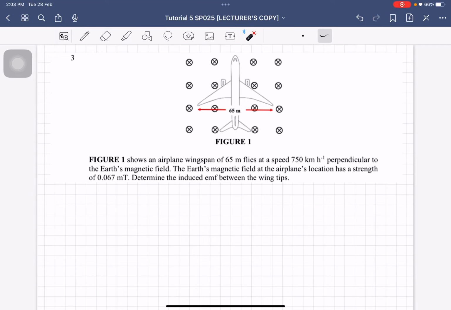Question number 3, we have an airplane with a wingspan of 65 meters flying at a speed of 750 km per hour perpendicular to the Earth's magnetic field. It has a strength of 0.067 millitesla. Determine the induced EMF between the wingtips.